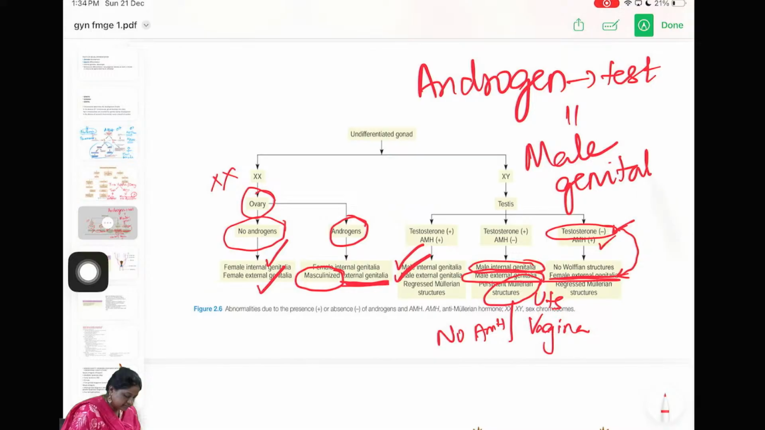That is why in PCOS patients, androgens are more. That is, androgen production is more. That is why they develop facial hair. Sometimes if the androgen is very high, it can also result in clitoromegaly.